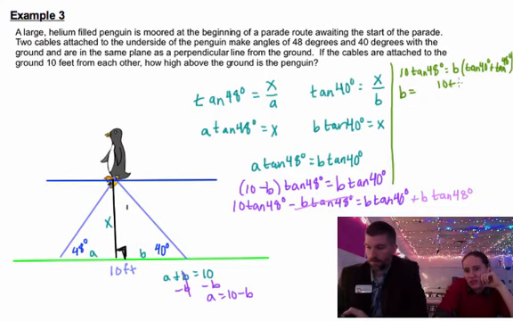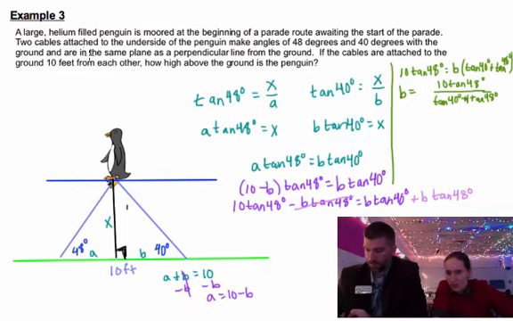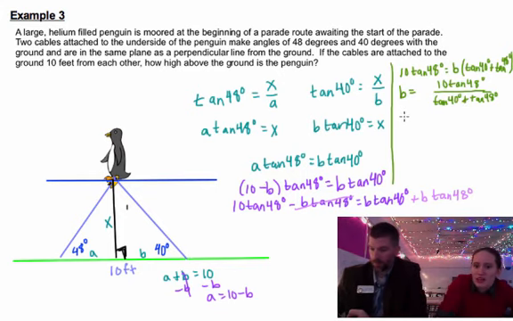So 10 tan 48 over tan 40 plus tan 48. Oops, I forgot a multiply symbol here. Tan 40 plus tan 48? Yeah. So we're using the algebra with our trig. Yeah, because they kind of go together.